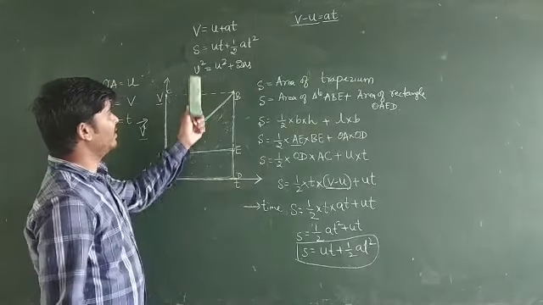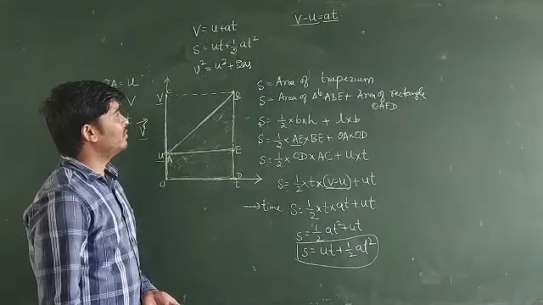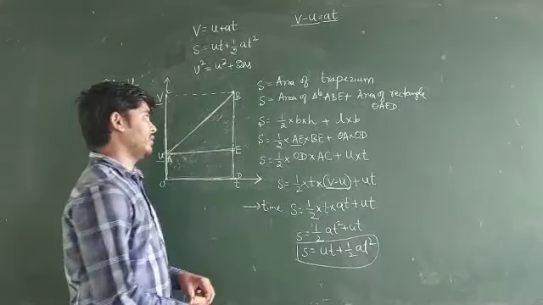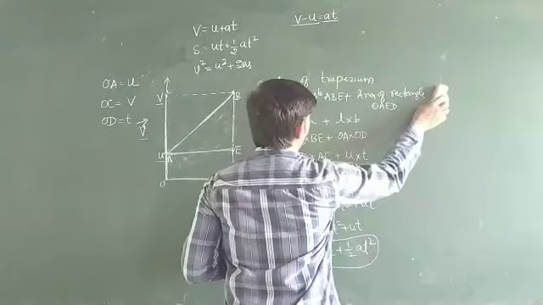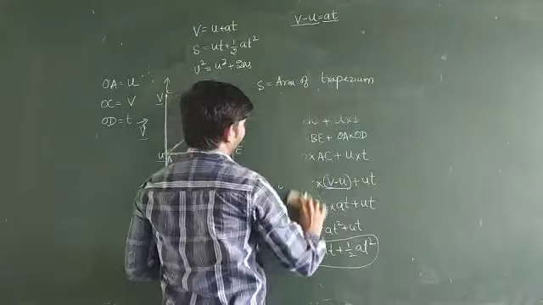Let us derive the third one, that is V square is equal to U square plus 2AS, by using the same velocity time graph.